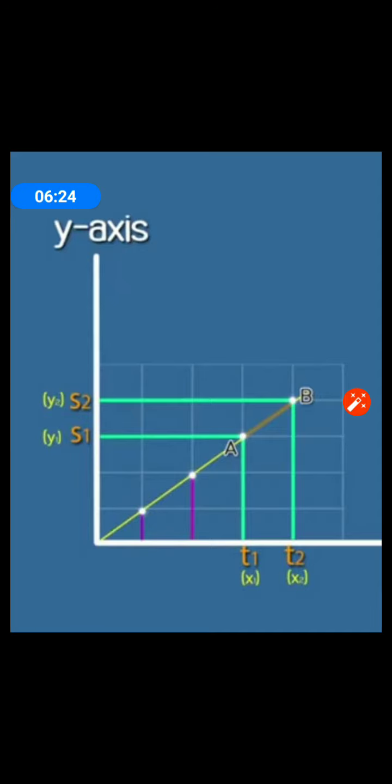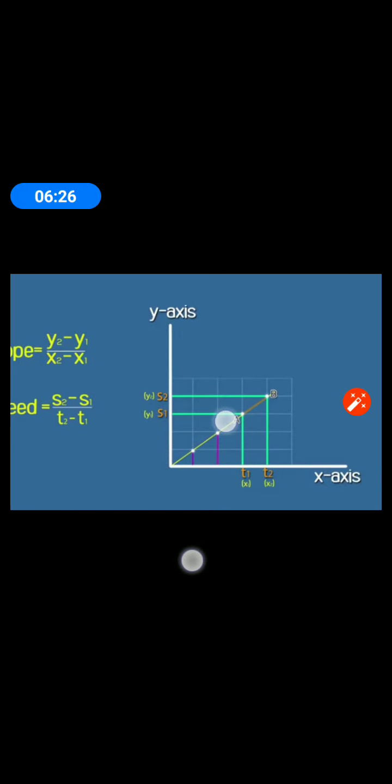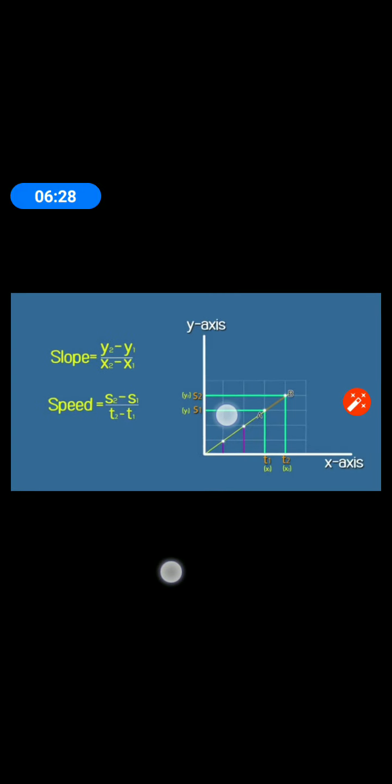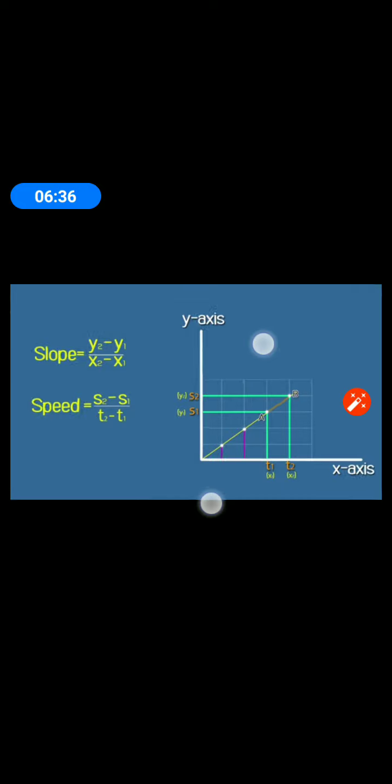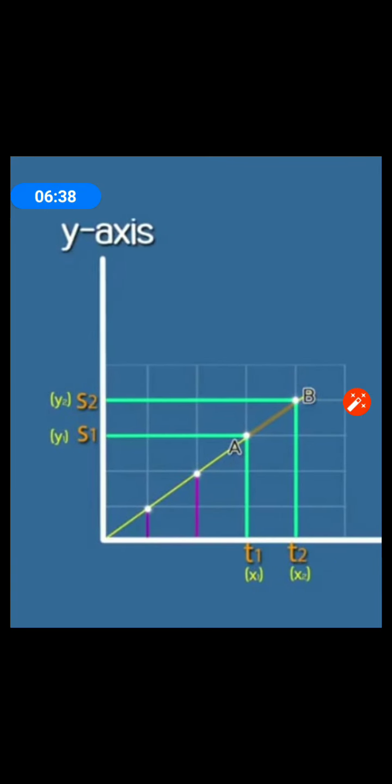Then what will be the speed? Speed you will take out from the slope of this graph. The slope is y-axis upon x-axis. Now we have to take out the speed between A and B. I have to only calculate the speed between A and B.